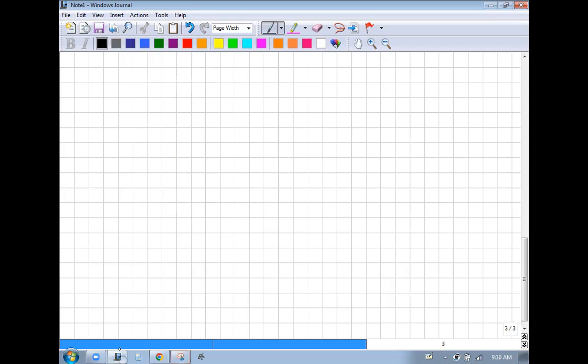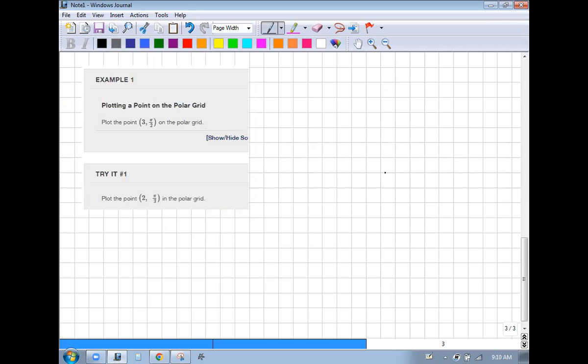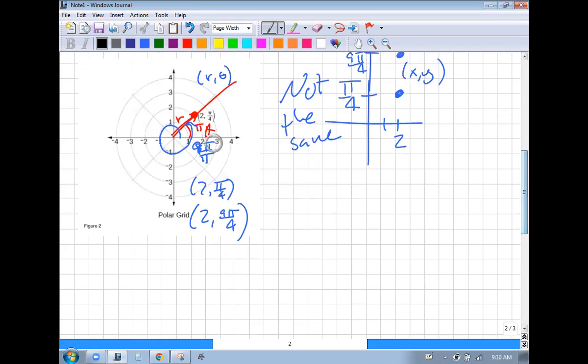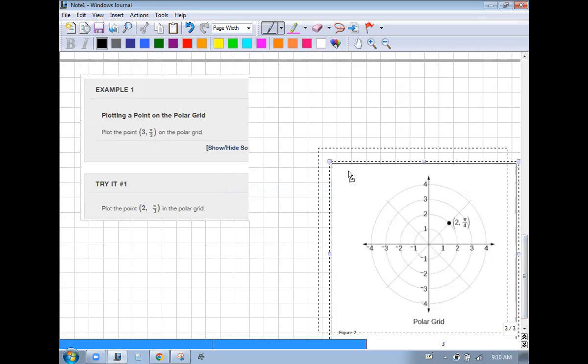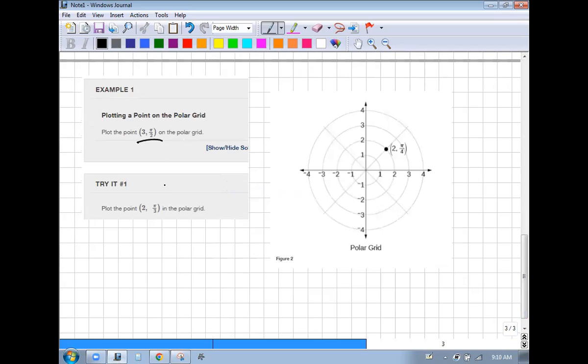Got a couple more here. Still our polar grid. All right, so we want 3 pi over 2. Okay, straight up, that's pi over 2, a distance of 3. Boom, there it is. 3 pi over 2. This is the same thing as what? 0, 3. Here's our r theta. This is our x, y.